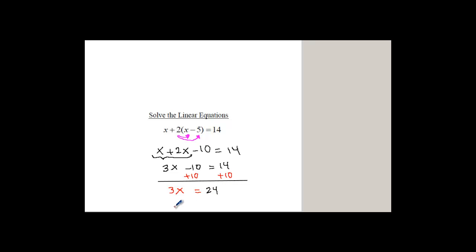Now, what is x equal to? What do we do next here? Divide by 3. So x would be equal to 24 over 3. And we have to reduce everything, right? Just go to 8.